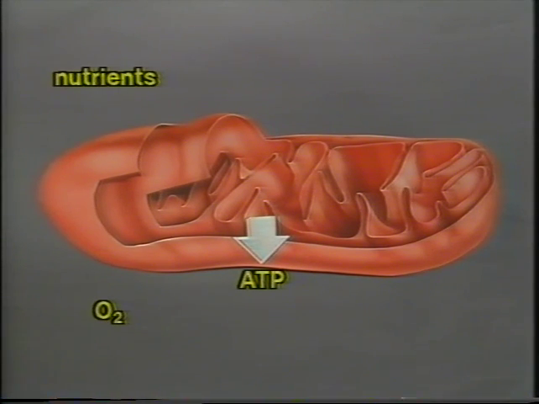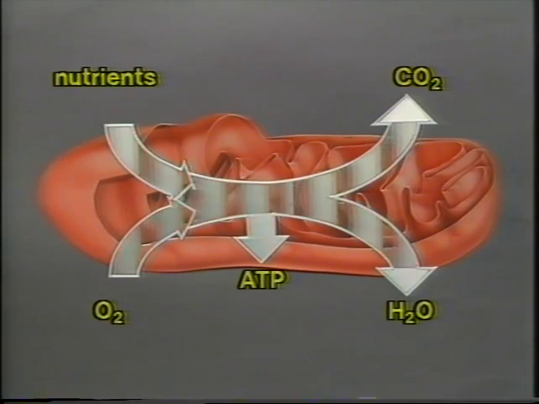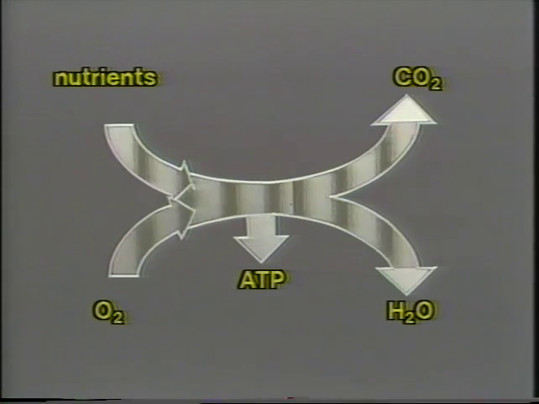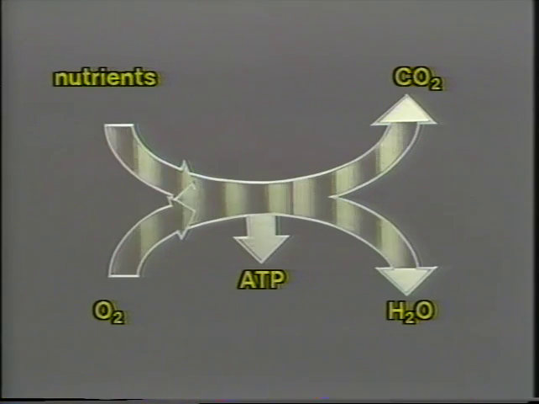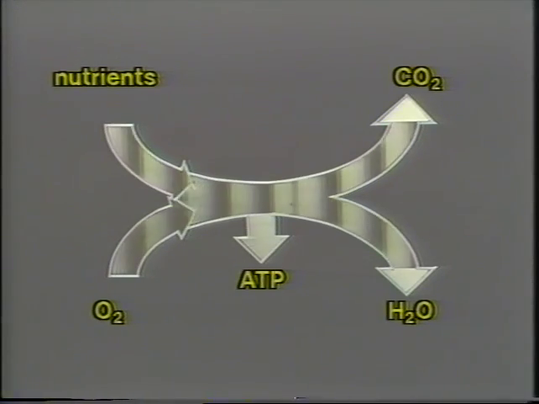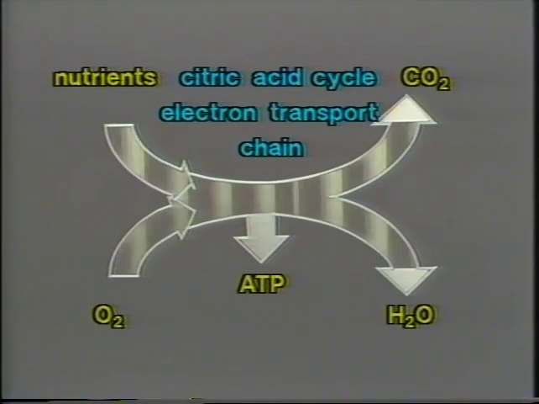Energy used by the cell is chemical energy in the form of adenosine triphosphate, or ATP. So energy production in the cell means ATP production. Mitochondria produce ATP by taking partially broken down nutrients from the surrounding cytoplasm, sugars, fats and amino acids, and oxidizing them to carbon dioxide and water. The whole oxidation process, often called respiration, involves two series of enzyme-catalyzed reactions: the tricarboxylic or citric acid cycle and the electron transport chain.